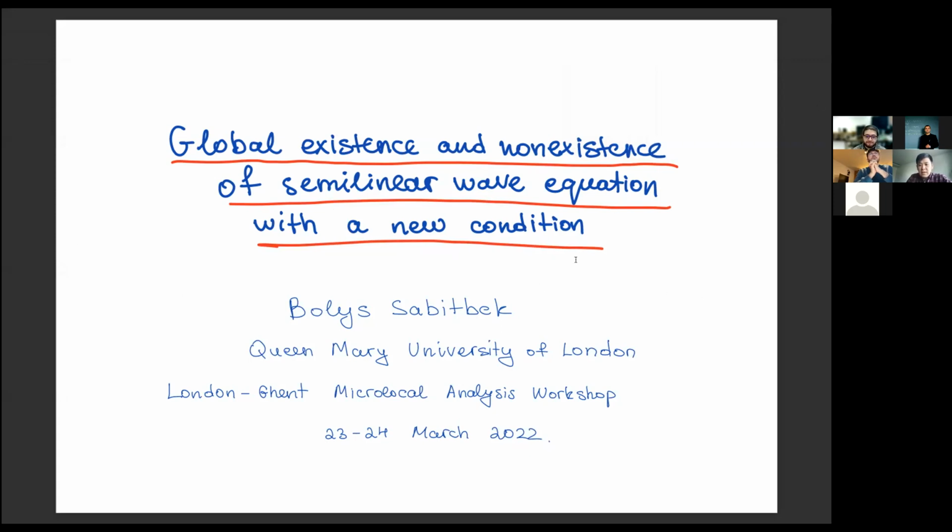Thank you to the organizers for organizing this workshop and inviting me as a speaker. I'm pleased to speak. I'll talk about global existence and non-existence of the semilinear wave equation with a new condition on the nonlinearity. The other way is to use the potential wells method to prove results for this semilinear wave equation.